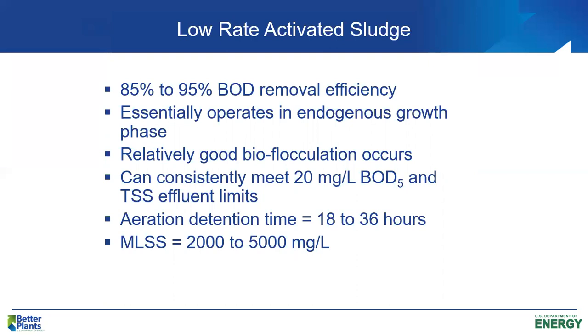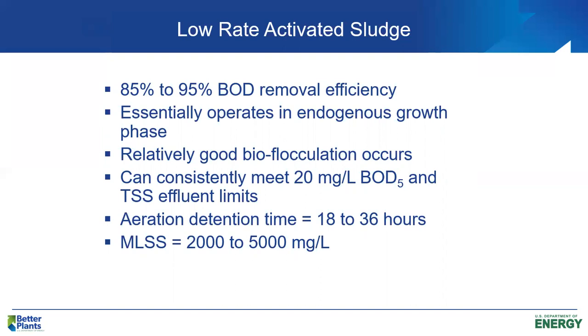And in low rate activated sludge, we typically operate in the range of 5 to 15 pounds of BOD per day per 1,000 cubic feet. So it's called low rate activated sludge because it's loaded organically at a very low rate. We operate at a very low food to microorganism ratio, and we also operate at a very long sludge age. Typically, we'll design the biological reactor to have a hydraulic detention time of about 24 hours. It can be a little bit less, a little bit more.